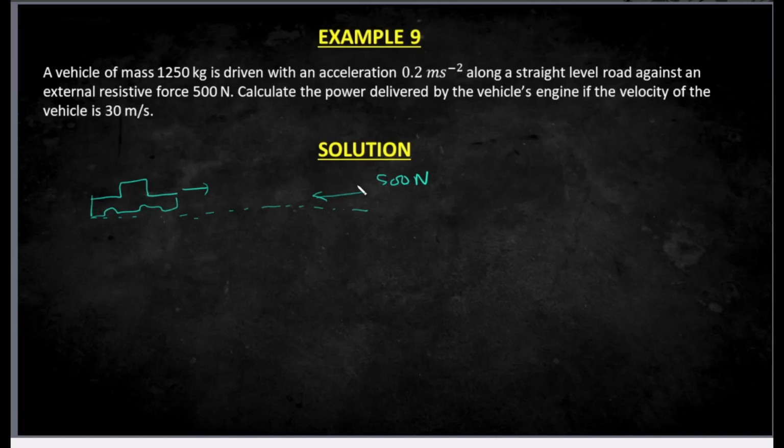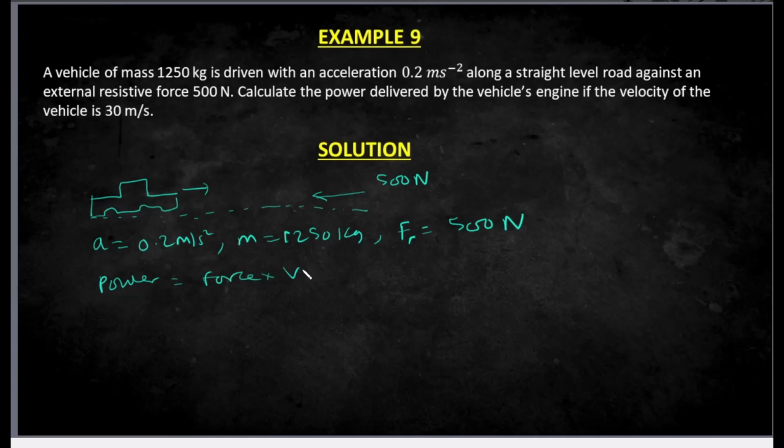So this car needs to overcome this in order to move along a straight road, and the acceleration is 0.2 meter per second squared. The mass is 1250 kg, and the resistive force Fr, the force due to resistance, which is opposite the motion, that you need to overcome, is 500 Newton. Then calculate the power. Now let's see the formula for power.